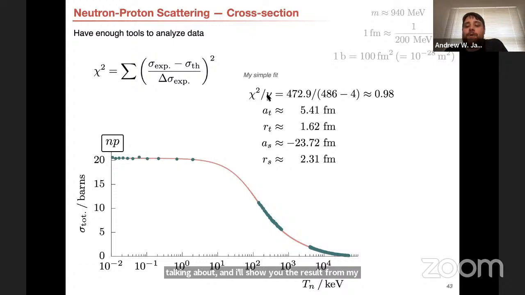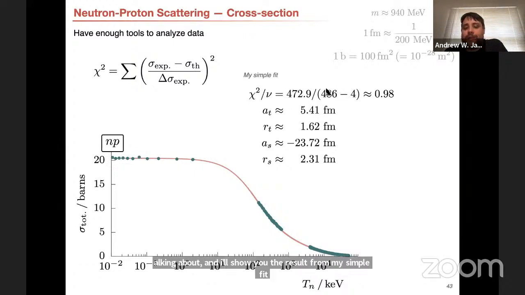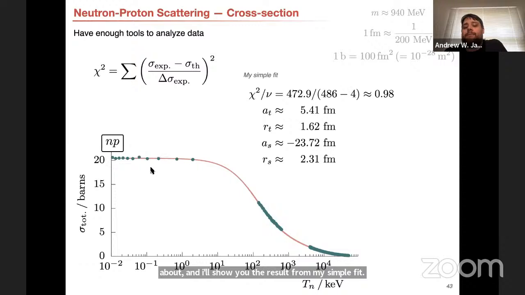So I get a chi-squared per degree of freedom. I have 486 points in these data sets, and I'll put these data sets on the Dropbox as well, so you can actually plot these things and take a look. I formatted them so they're easier to read. And Andre will talk more about them later as well.